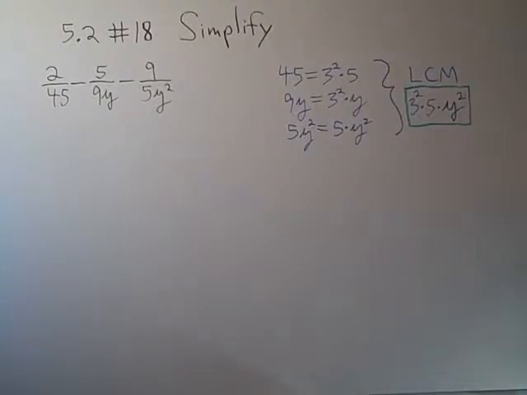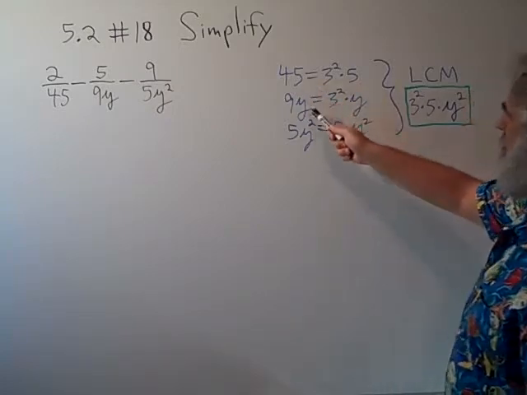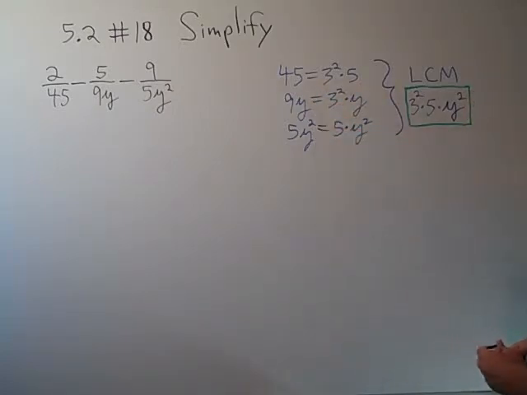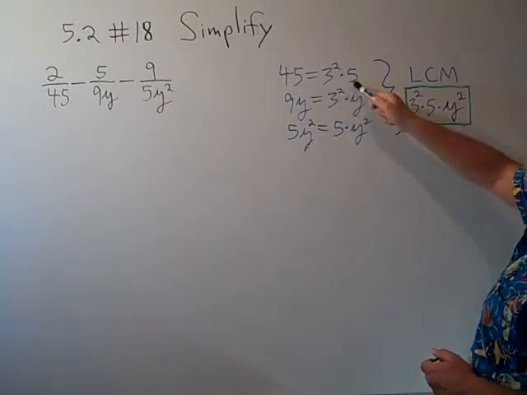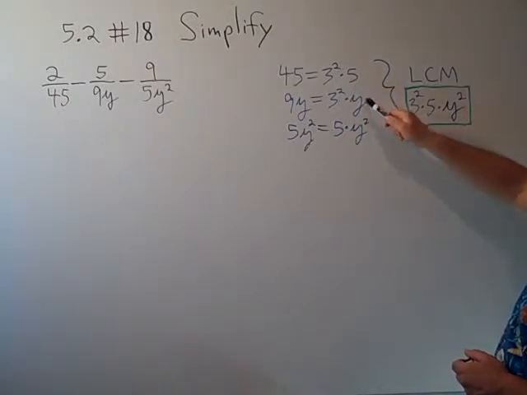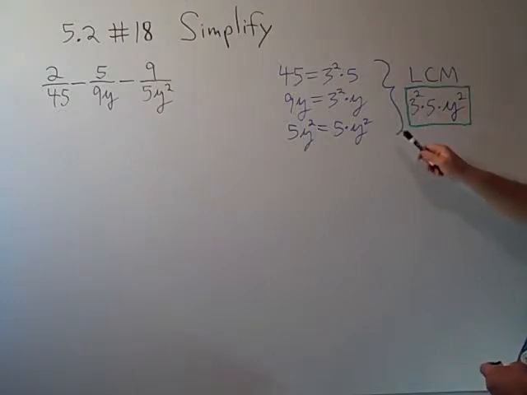To combine these three rational expressions, we need to find a common denominator. That's the least common multiple of all the denominators. So here I factored each of the terms in the denominators, and we see that 45 is equal to 3 squared times 5, so the least common multiple has to have a 3 squared and a 5 in it.